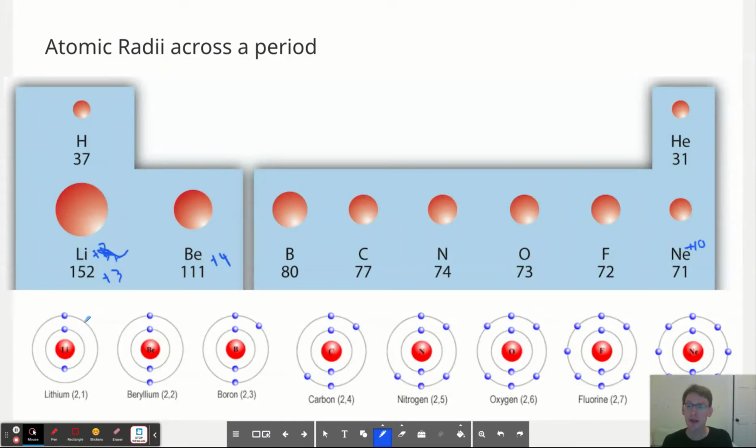And critically, the amount of shielding is not going to increase particularly much because notice the core electrons in lithium, 2, are the same as the number of core electrons in neon, still 2. So we're increasing the number of protons and we're keeping the shielding more or less the same because of the fact that there are only 2 electrons in all of these elements in the first shell.